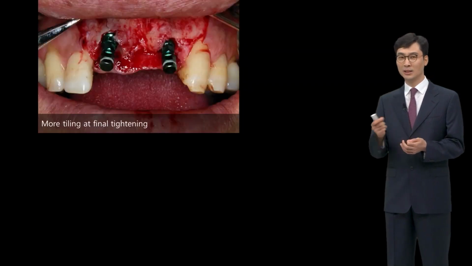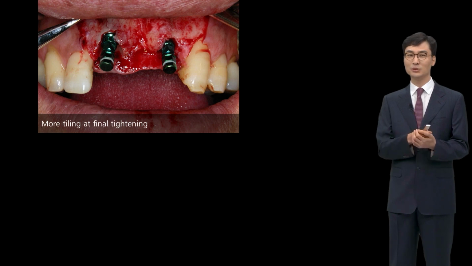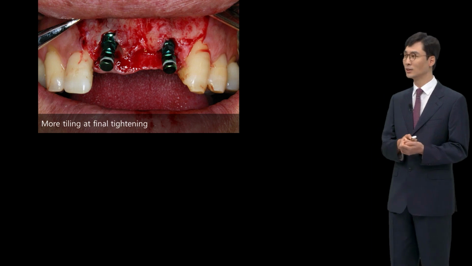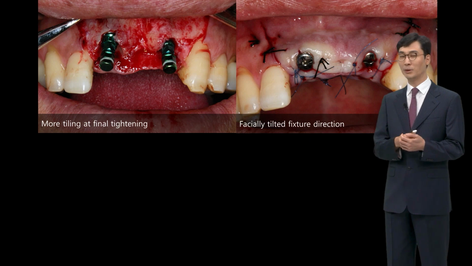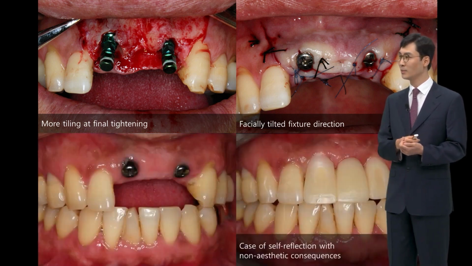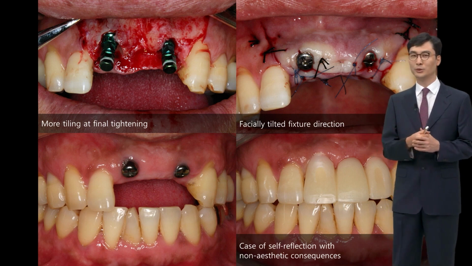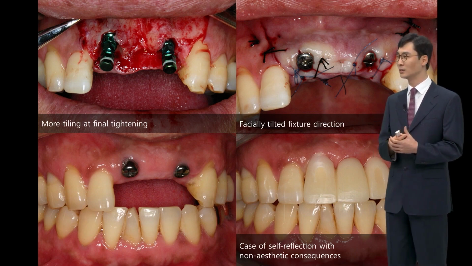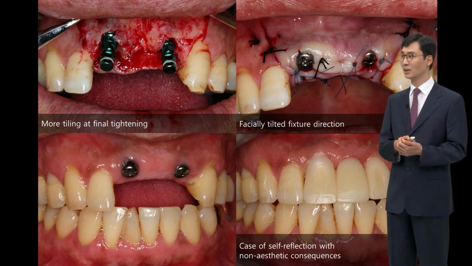I'm sure most of you have experienced this, but when you do immediate implant placement, it is more buccally tilted than intended at the last minute. Now, after surgery, the screw hole direction became more buccally tilted. Provisional was provided. Aesthetically, this was not very satisfactory. So it made me think back and look back.